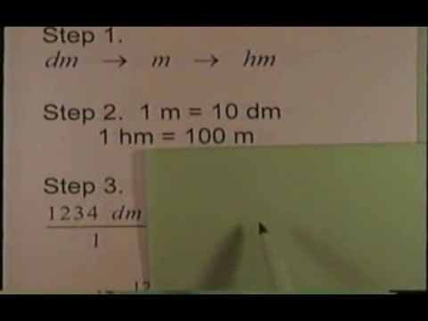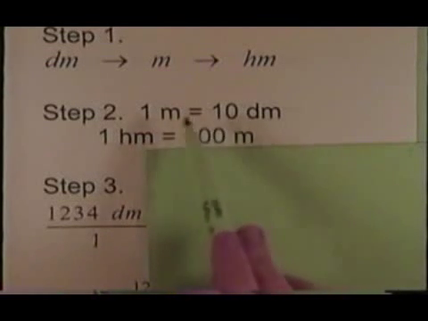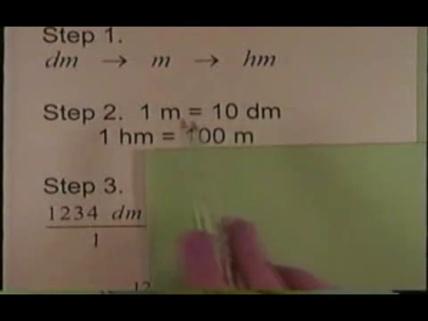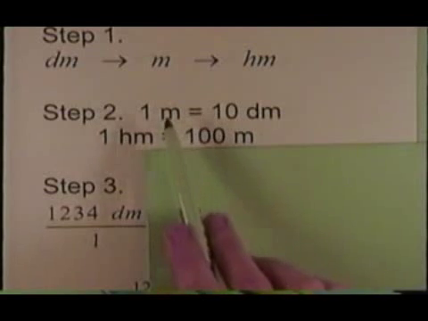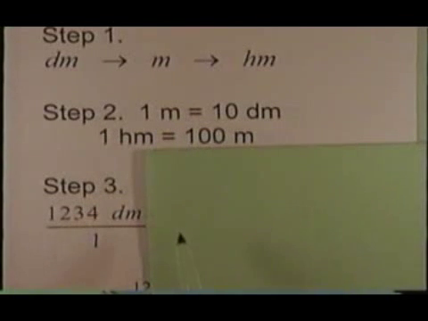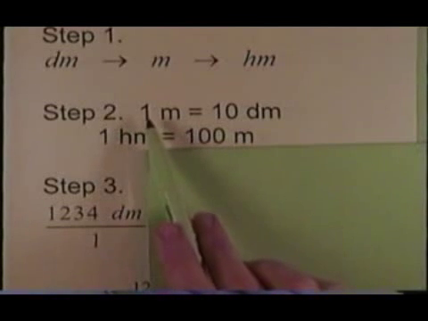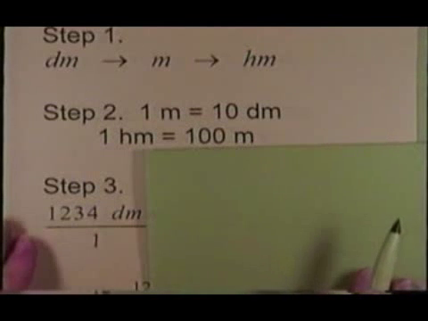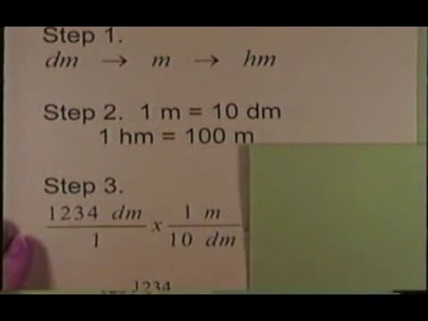So I put decimeters and meters because I have a conversion fact. Then the 10 belongs with decimeters and 1 belongs with meters. So since decimeters are on the bottom, I'd put 10 decimeters on the bottom and meters are on top. 1 goes with meters, so I put 1 meter on top, and I'll show you that step now.